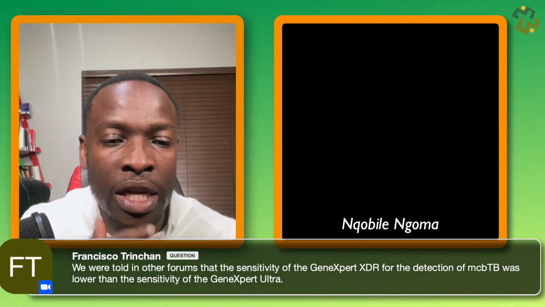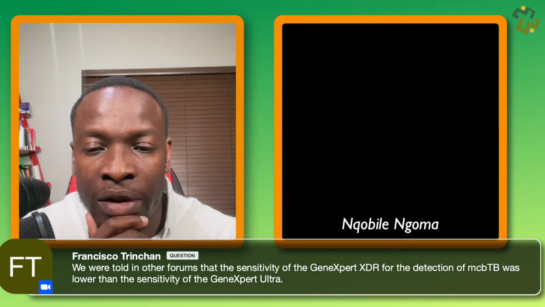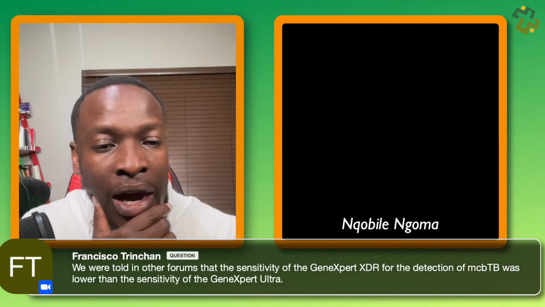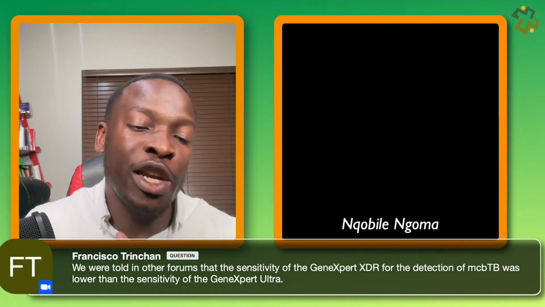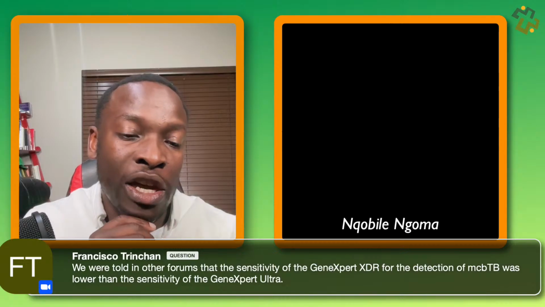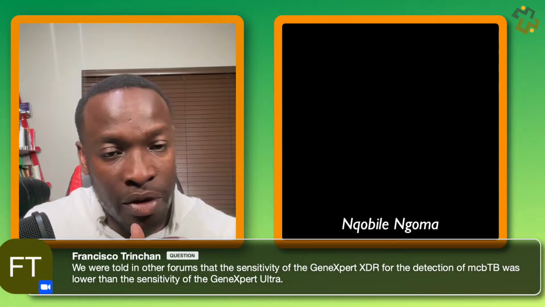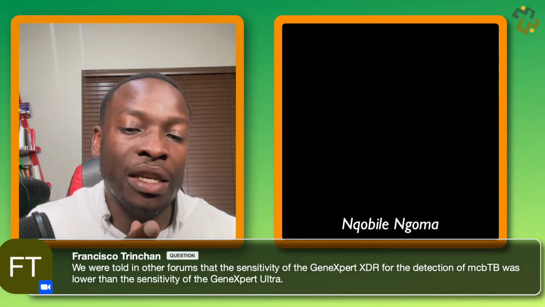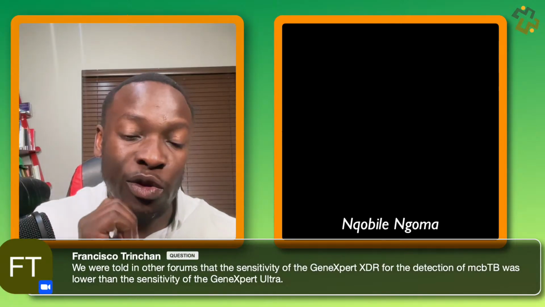We were told in other forums that the sensitivity of GeneXpert XDR for the detection of MTB was lower than the sensitivity of the other test. They are not the same. It's a little bit lower. And remember, if the sensitivity gets lower and lower, you are likely to get false negative results. That's why the GeneXpert MTB XDR is not used as a first line diagnostic test.